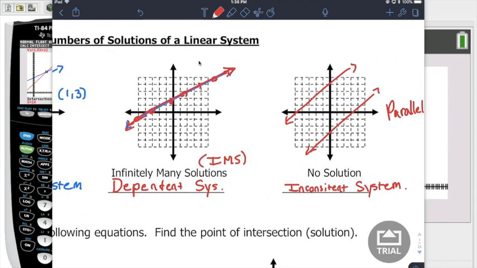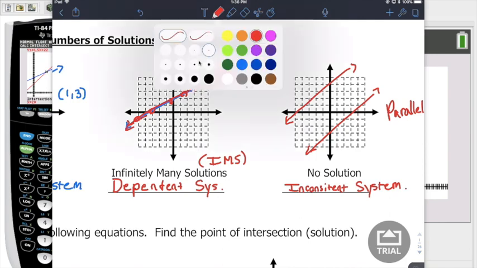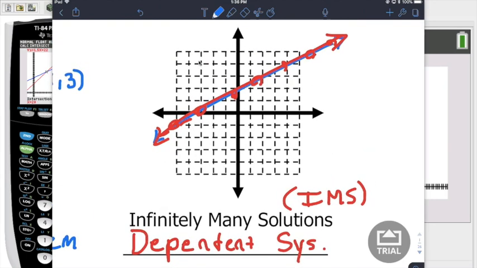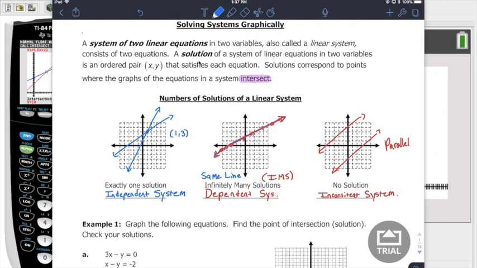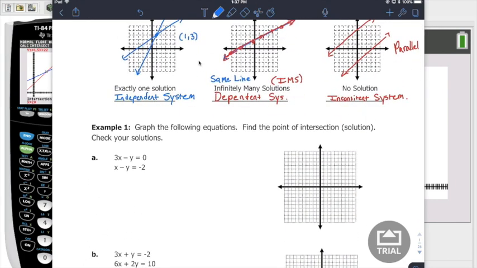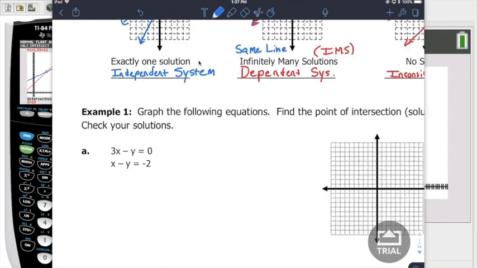And that is it. One thing too, going back to the dependent system, you might want to write this down. If the lines are overlapping, obviously they're the same line. Sometimes they'll look a little bit different. We'll get examples a little later where the two equations look different initially, but after you solve, you'll find out that they wind up being the same exact equation. So let's go ahead and do a few of these.